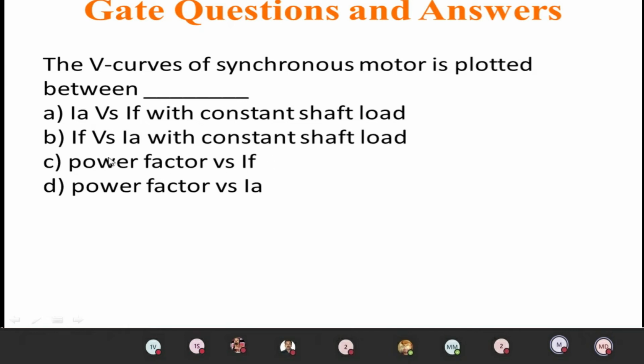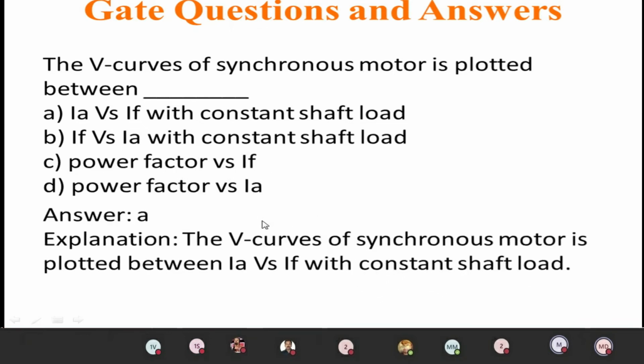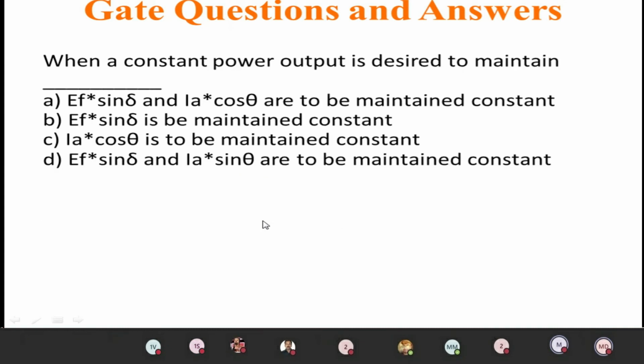So hence the answer is Ia versus If, not If versus Ia. While you draw If versus Ia, the current is in a greater than symbol. While increasing the field current, the armature current initially decreases and then increases. So we will not consider the inverted V curve. So the answer is Ia versus If.